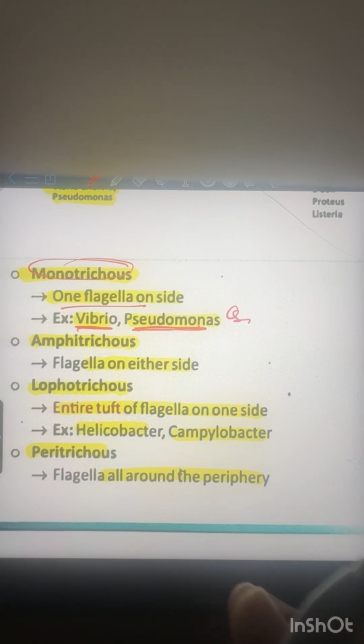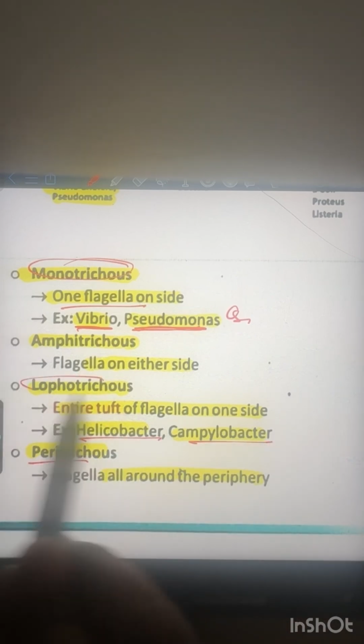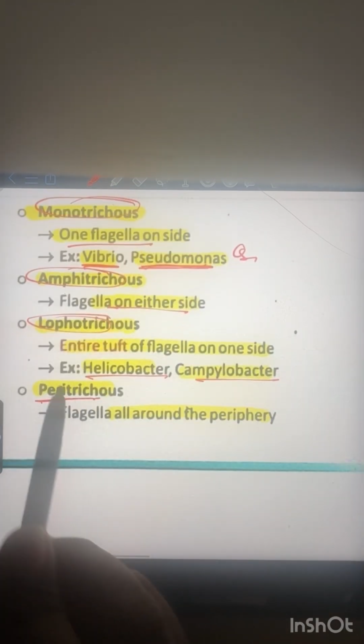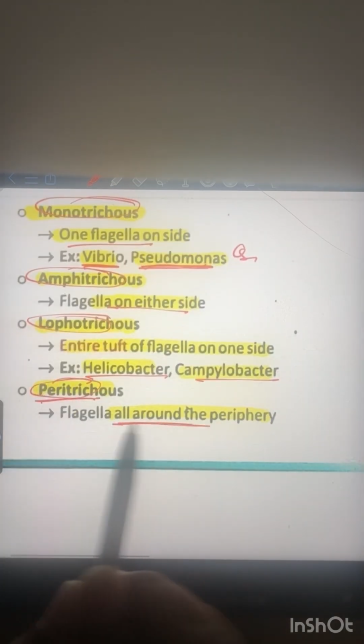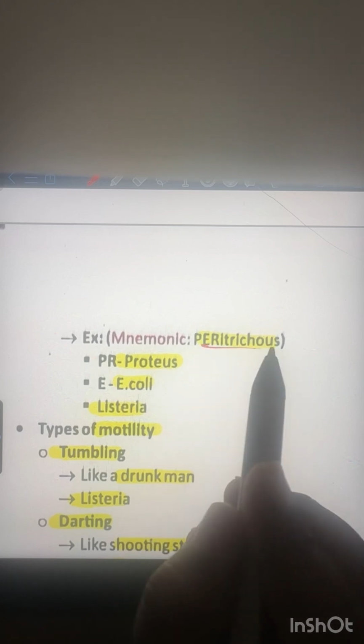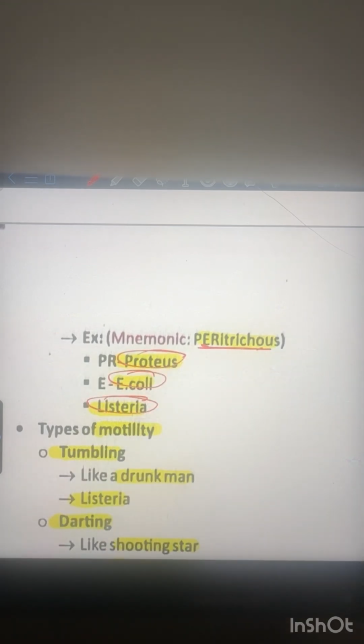And finally, peritrichous, the one that is roaming all around. When I say peritrichous, number one, P for Proteus, or you can combine the P and R so that you don't confuse it with any other P. So P and R for Proteus. E for the remaining E is going to be for E. coli. And finally, instead of peritrichous, I'm going to add an L over here. And now the answer to the last one becomes Listeria. So which are the ones which have peritrichous? Number one, there is Proteus. Number two, there is E. coli. And then there is Listeria.